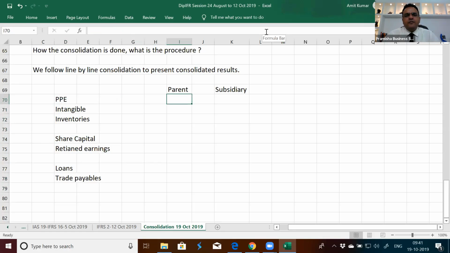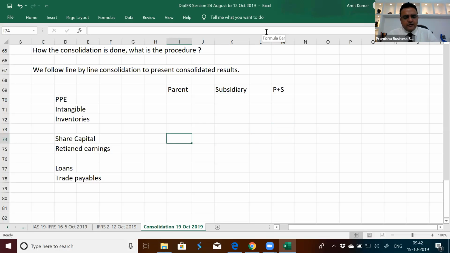When you add up the property, plant and equipment of parent with the property, plant and equipment of subsidiary, P plus S, this is known as line by line consolidation. Every line item of the parent gets added to the subsidiary's line item. The property, plant and equipment will be added and presented together. The intangible assets will be added and presented together. The inventory is added and presented together.